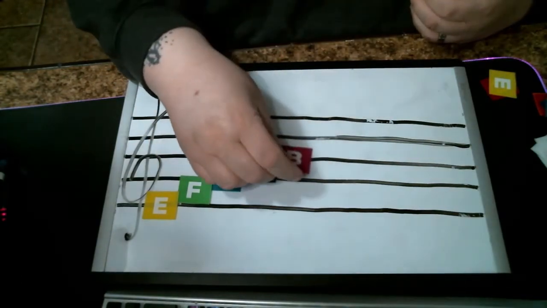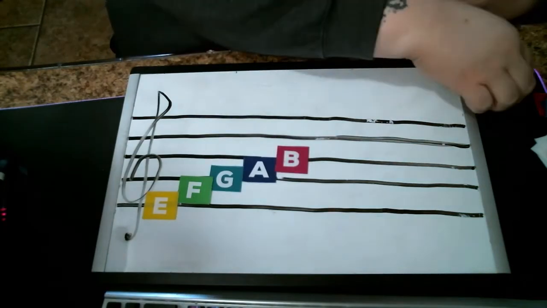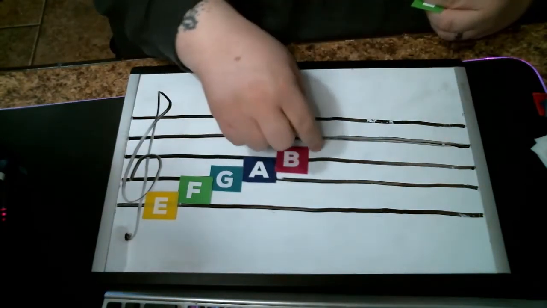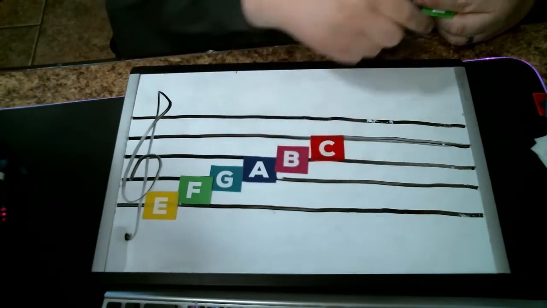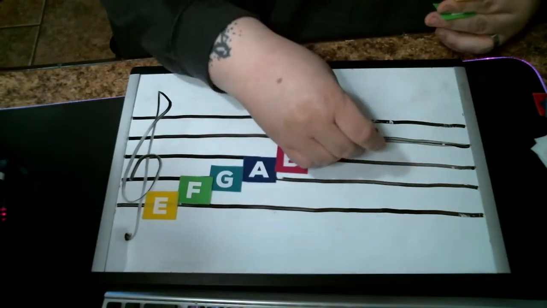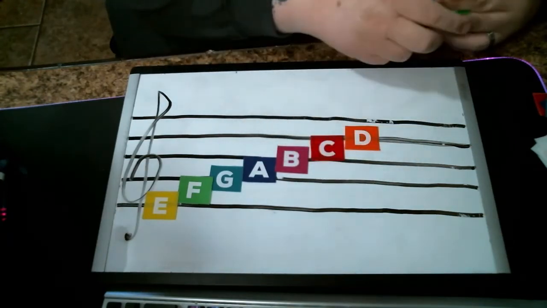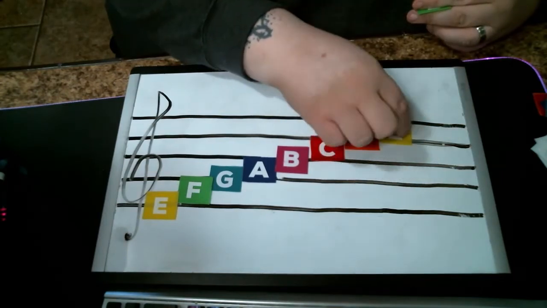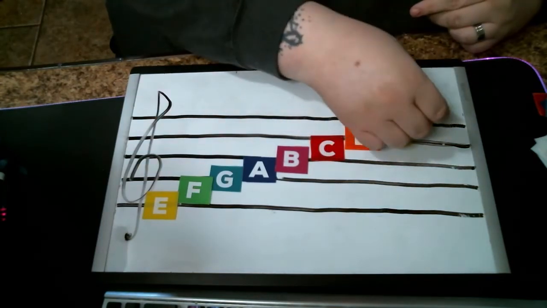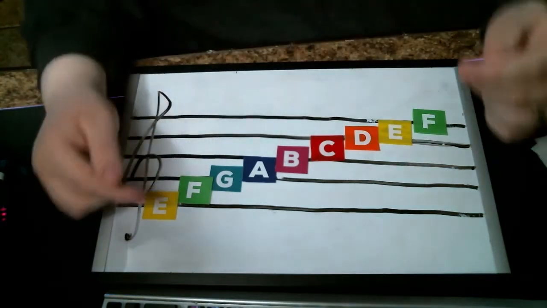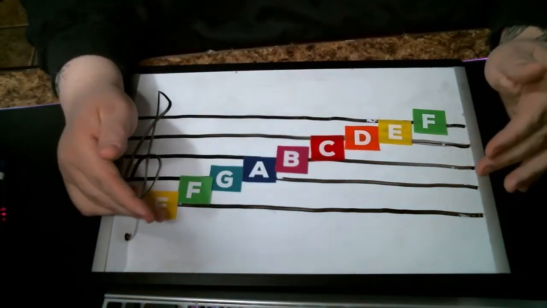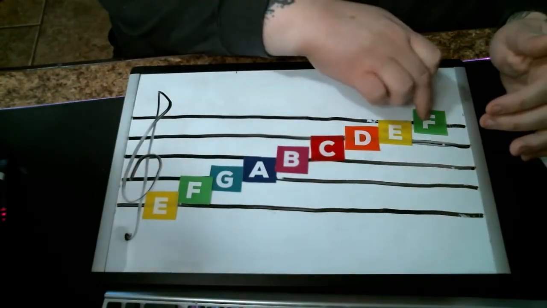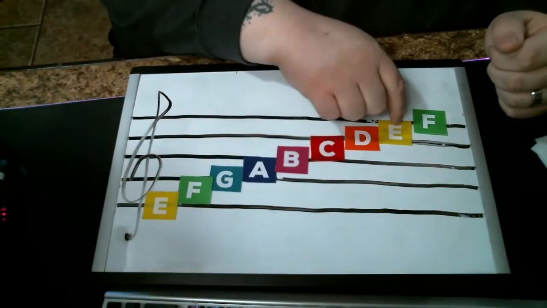Our middle line, B. The next one is our space, and it's going to be C. The line should be D. Next one's going to be E. So that's our space. And then F. So it stays in alphabetical order on the way up. It just skips when we're doing just lines or just spaces.